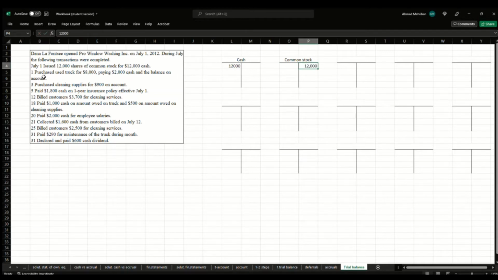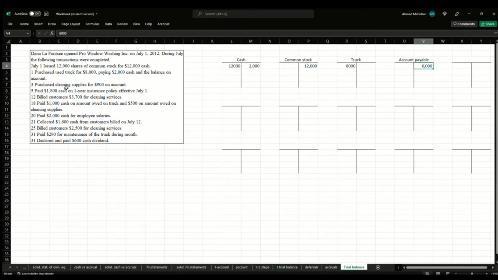Moving on, we purchased a used truck for 8,000, so it will be a truck account for 8,000. So we added a truck into our business, and we paid for it in part using cash. So 2,000 of it goes through cash. Now, how about 6,000? Where do we record the 6,000? It says that the balance of this, 8,000 minus 2,000, the balance of it, 6,000, is on account. So we record it into accounts payable, $6,000.